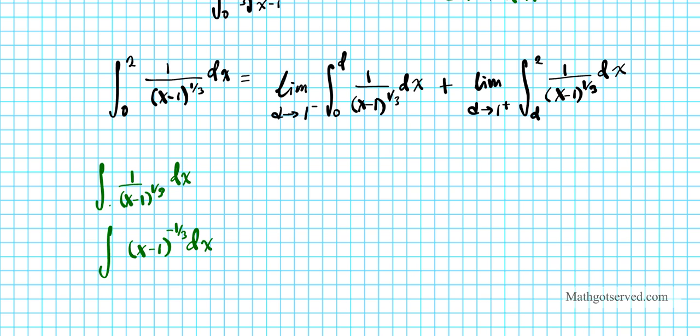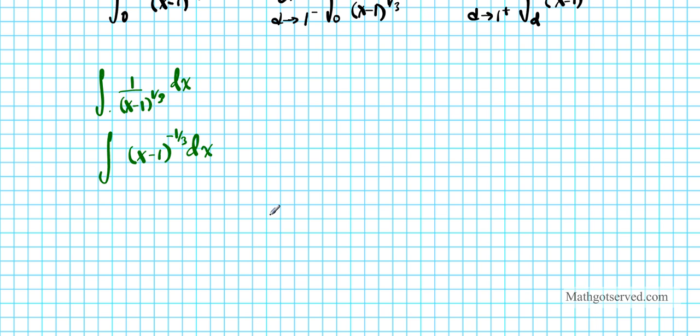Now I can use u substitution. I'm going to let u be x minus 1, which makes du equal dx. Using u substitution, I have the integral of u to the negative 1/3 du. I'm going to change my variables back because I don't want to change the limits of integration. Now applying the power rule, we know what the power rule for integrals is, right?